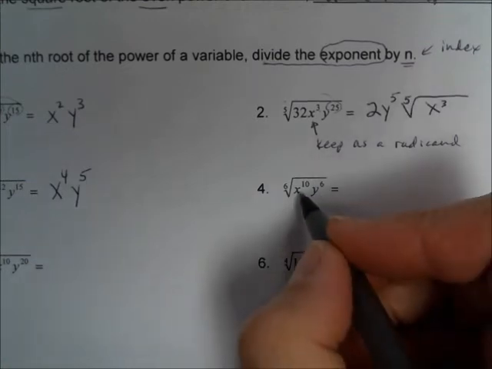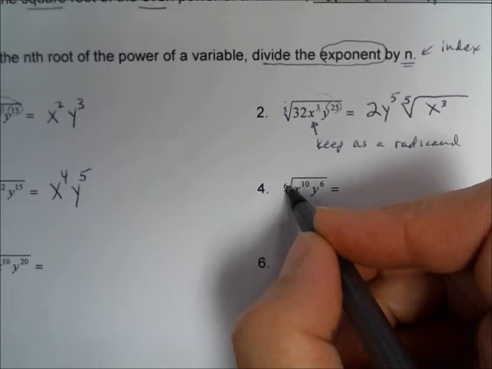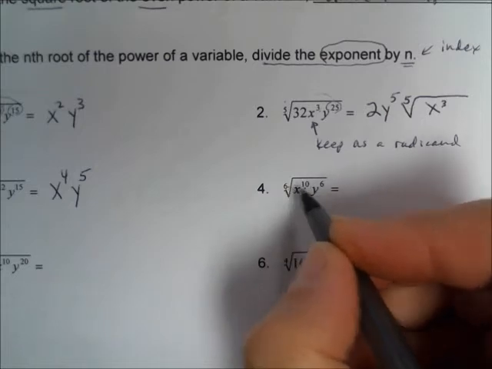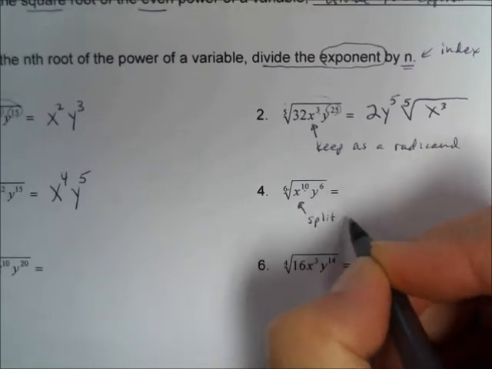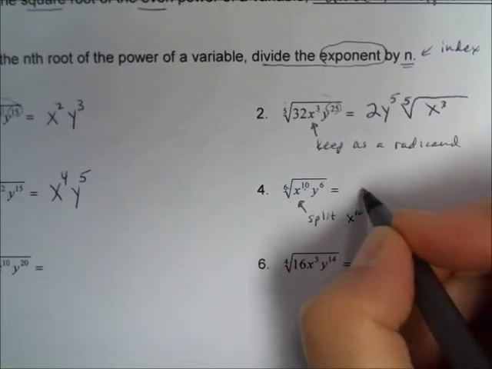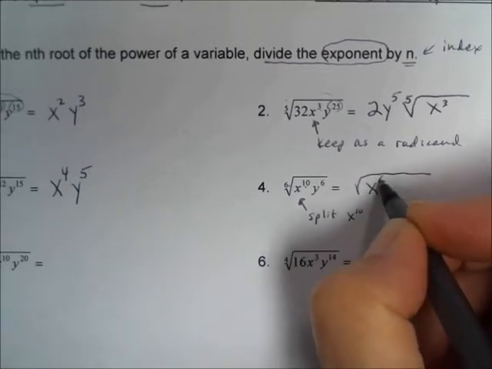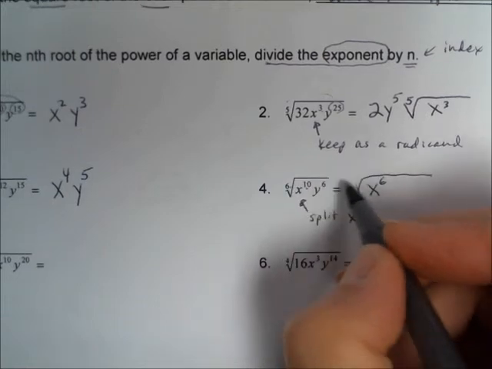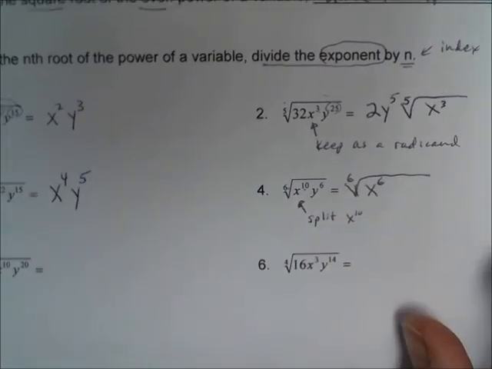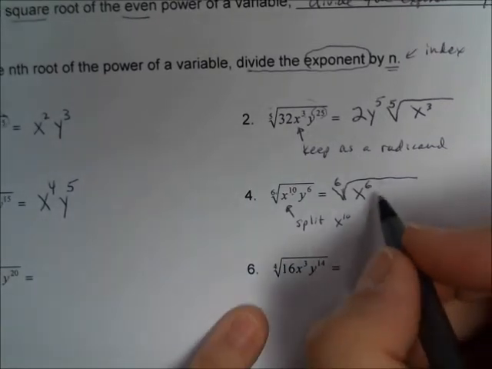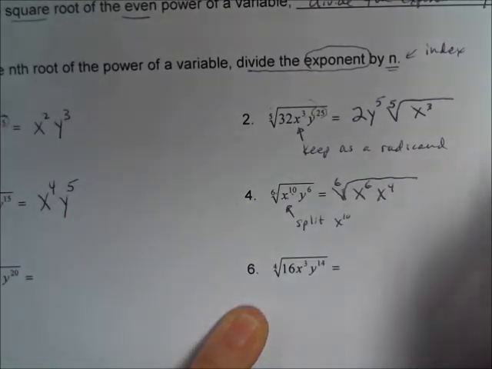Here's a 6th root. Well, now we have a case where 10 doesn't divide by 6 evenly, but it's bigger than 6. So we're going to split x to the 10th up into x to the 6th, because we want to match this radicand. Whoops, it's not the square root, it's the 6th root. So we'll do the 6th root of x to the 6th times x to the 4th, because x to the 6th times x to the 4th will give us x to the 10th.